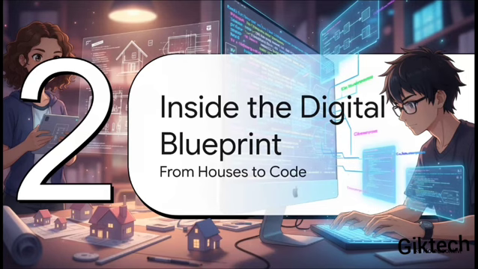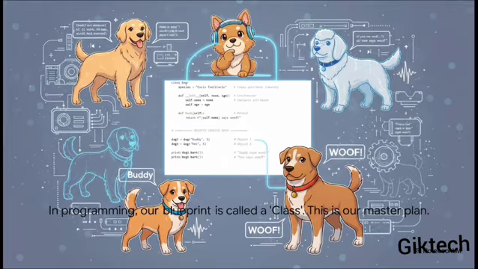So how does this whole idea translate into writing code? Well, let's trade that architect's drafting table for a programmer's keyboard and take a look at what a digital blueprint looks like. And here it is. This block of code you see, this is our digital master plan. In the world of programming, this blueprint is called a class. We're going to go through this dog class bit by bit, and you'll see exactly how it all fits together.